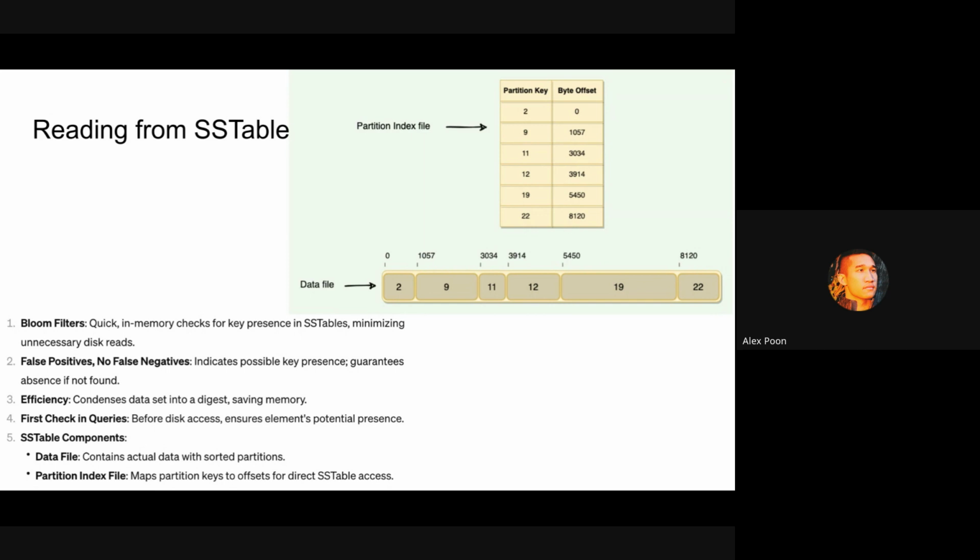I'll say that one more time. They are non-deterministic because it is possible to get a false positive read from a Bloom filter, but a false negative is not possible.